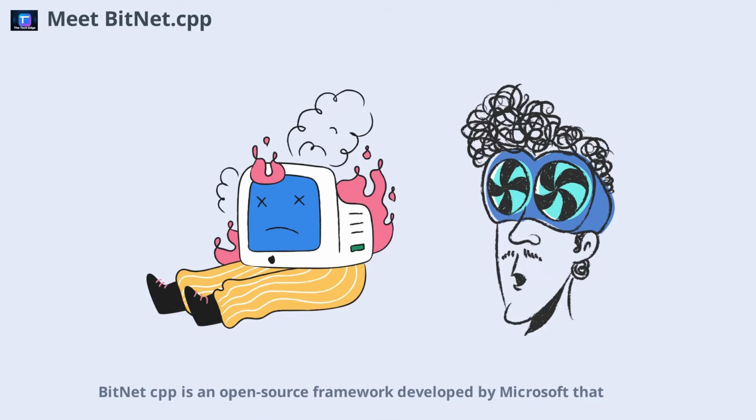BitNet.cpp is an open-source framework developed by Microsoft that lets you run enormous AI models on your CPU. It's fast, efficient, and completely changes how we think about deploying artificial intelligence. Instead of relying on expensive hardware or cloud credits, BitNet.cpp empowers you to harness the power of AI directly from your laptop or desktop. Whether you're a hobbyist or a professional, this tool opens up new possibilities for experimentation and development. Let's see why BitNet.cpp is making waves in the AI community.